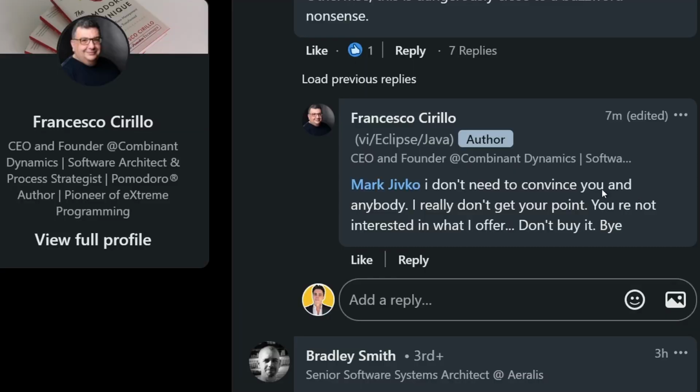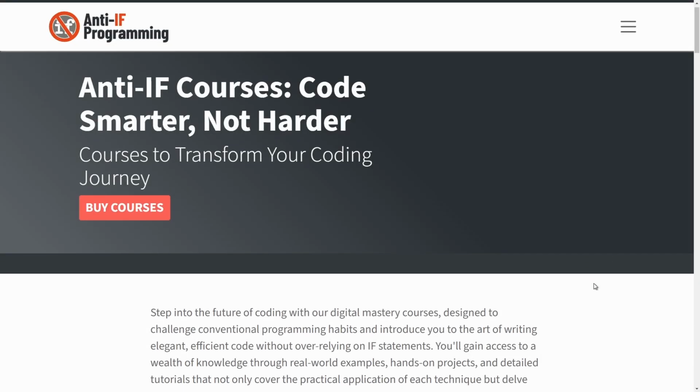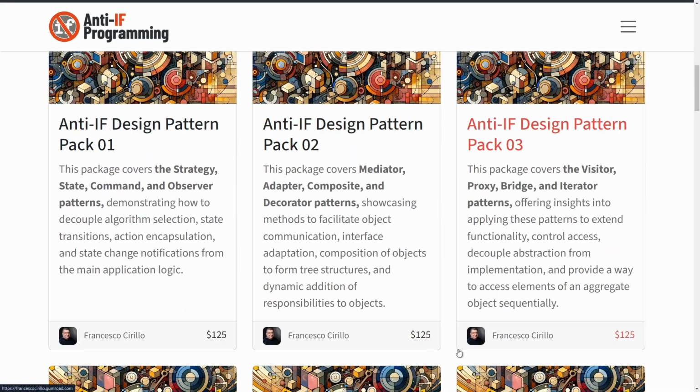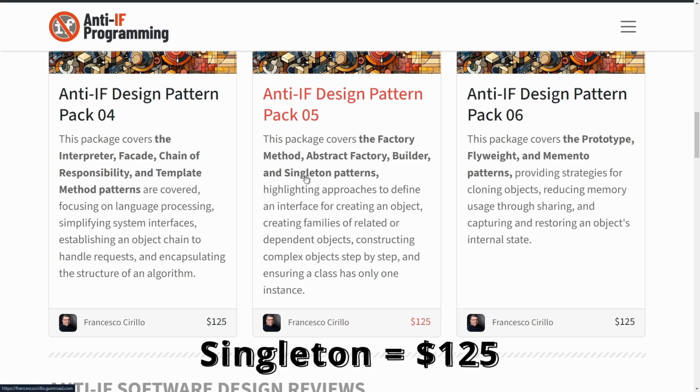I don't need to convince you and nobody. I really don't get your point. You're not interested in what I offer, don't buy it. Bye. Look, you are selling a product. You are. I visited the site. You're asking people $125 to talk about solid principles and some software patterns. These things are free, you know.